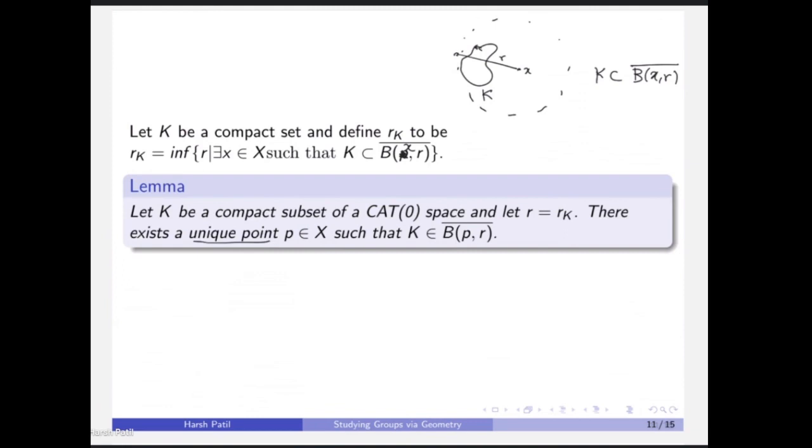But let me just finish by saying that there are groups that have infinitely many conjugacy classes of finite subgroups, and so this condition gives you an obstruction that such a group cannot act nicely on a CAT(0) space. So yeah, I think I'll stop here.